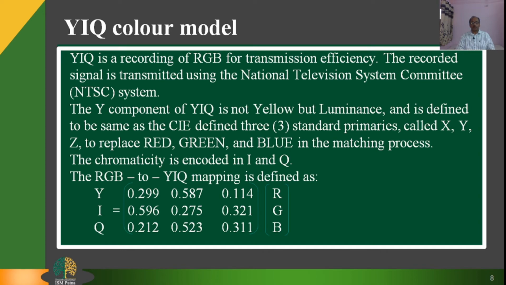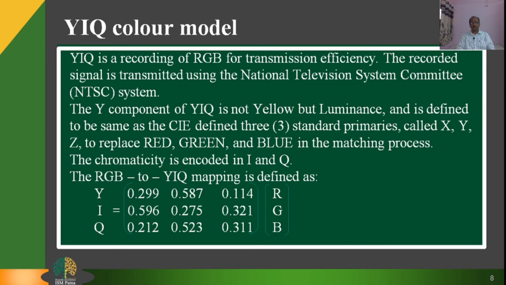The recoded signal is transmitted using the National Television System Committee, NTSC, system. The Y component of YIQ is not yellow but luminance and is defined to be the same as the Commission Internationale d'Éclairage, in short popularly known as CIE, which defined three standard primaries called X, Y, Z to replace red, green and blue in the matching process. Only the Y component of a color TV signal is shown on black and white televisions.